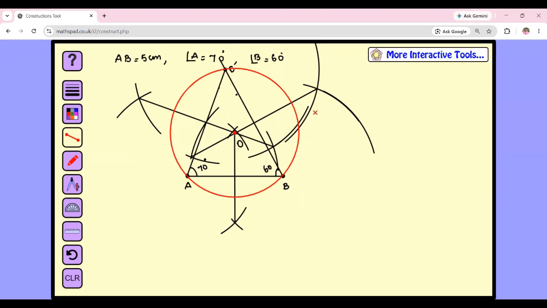Now they are asking whether the center is lying inside the triangle or outside the triangle. Here the center is inside the triangle.